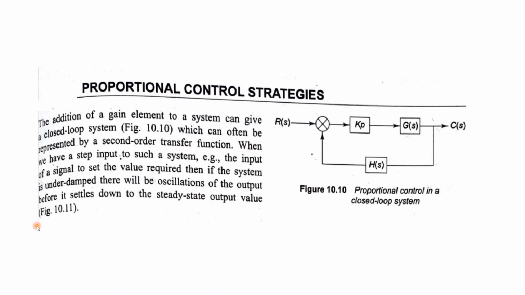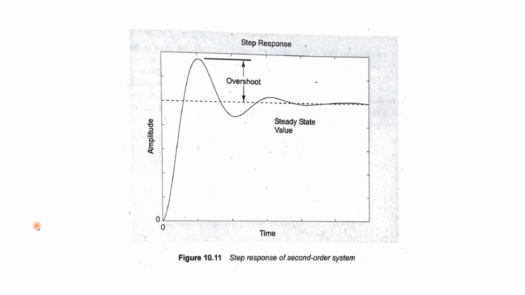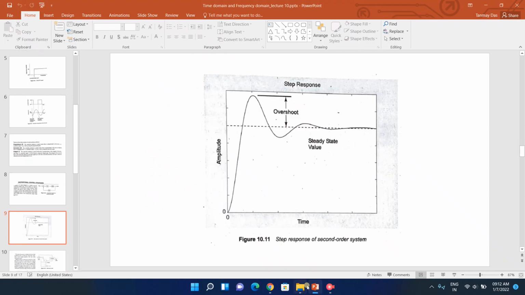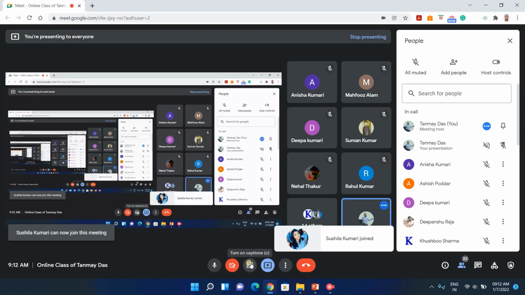So it tells that when we have a step input, for example a step input signal, then if the system is underdamped, the oscillation will look like this. It is a second order system, so we will have an overshoot, then an undershoot, and then slowly it will be damping and reach towards stability, but there will be some error.